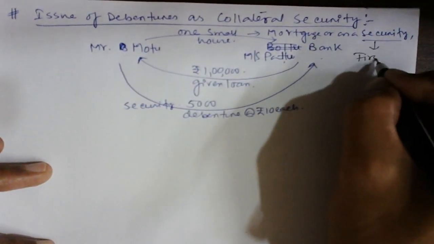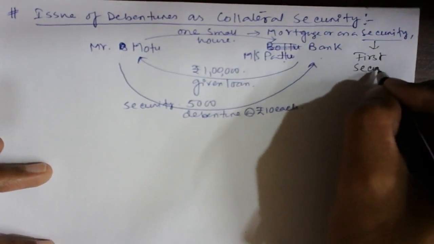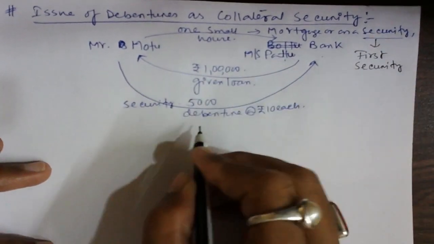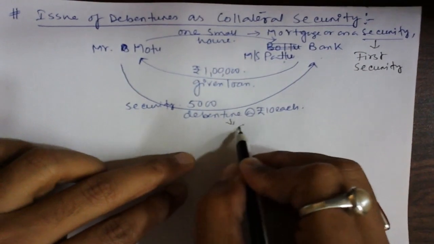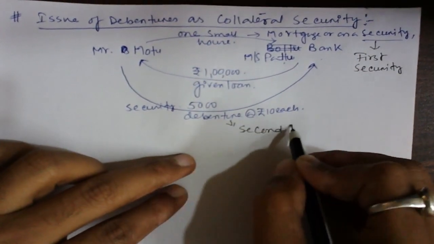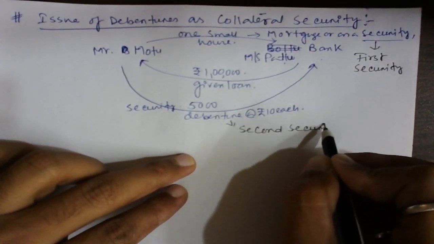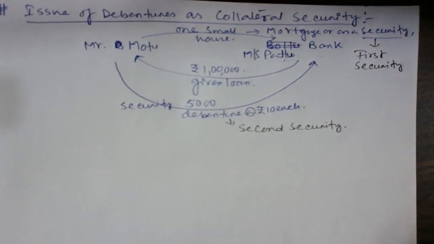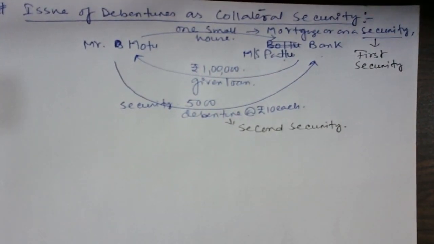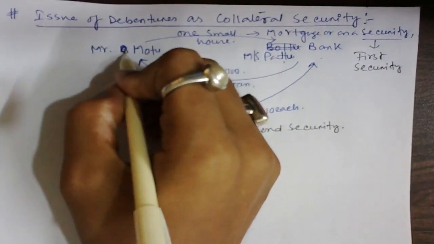It's the first security given on the 1 lakh rupees of loan, and this debenture is nothing but your second security, or you can say subsequent security. So first security is that, and then second security. So Mr. Motu gives to the bank 50,000 rupees of debenture.